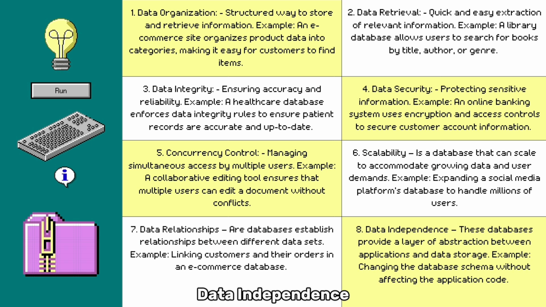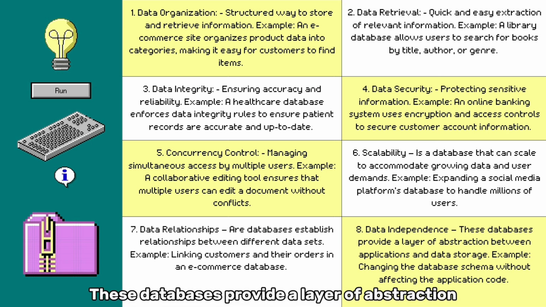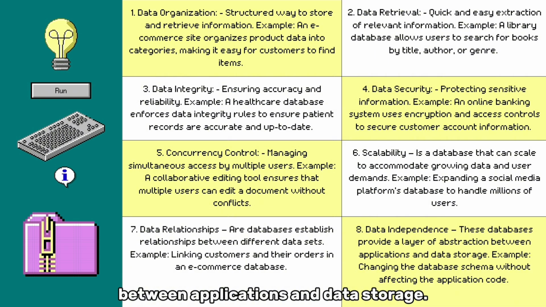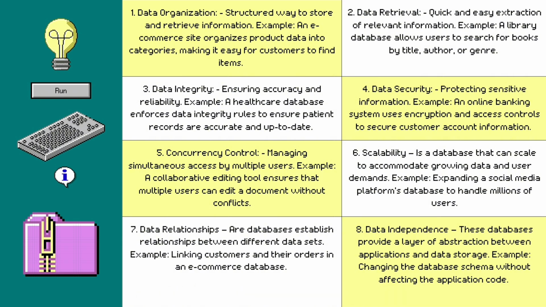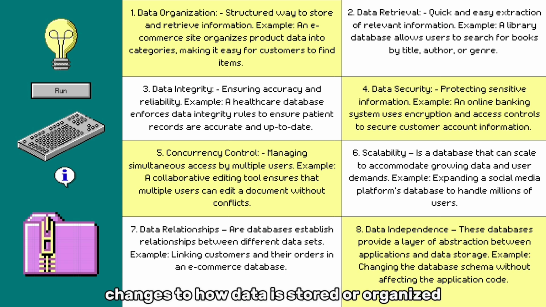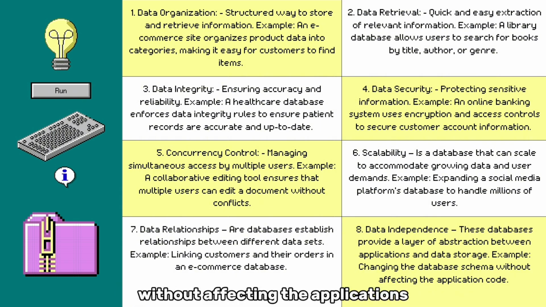Eight, data independence. Databases provide a layer of abstraction between applications and data storage. Example, changing the database schema without affecting the application code. Trivia: data independence allows for easier maintenance and upgrades. It means that databases allow changes to how data is stored or organized without affecting the applications that use that data, providing a layer of separation between the two.